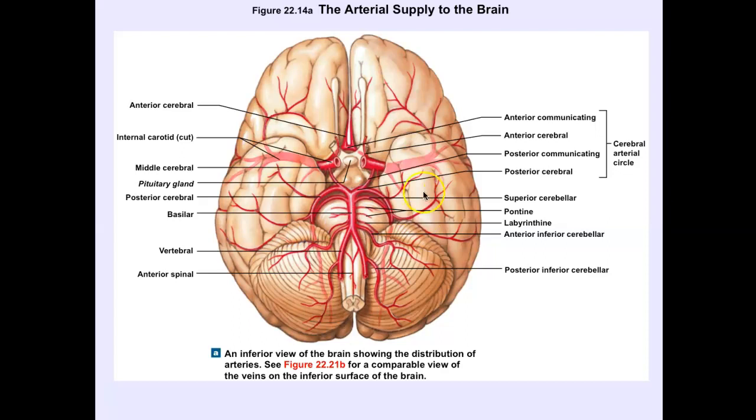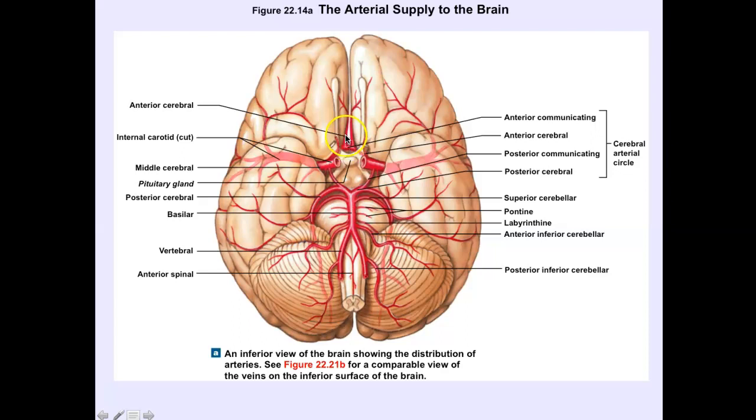So we have the posterior cerebral. So right here, we have a little chunk of our posterior cerebral. We have the posterior communicating. So these branches that come up from that posterior cerebral, they're going to communicate with, right? They're called posterior communicating, communicate with the anterior blood vessel coming in. So we have posterior cerebral, posterior communicating, anterior cerebral, anterior communicating. So the anterior cerebral is going to be this tiny little chunk right here.